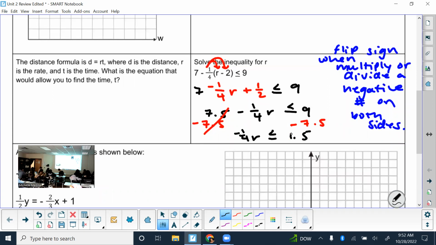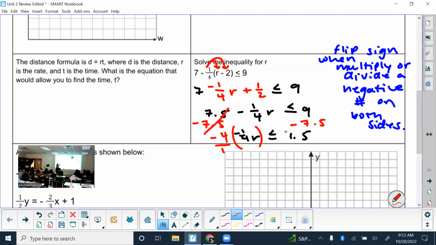How do you do that? A +4. That would give me -R. I want the R completely alone. How would I do that? Multiplying it by -4. Essentially multiplying it by its reciprocal. So flip the fraction.